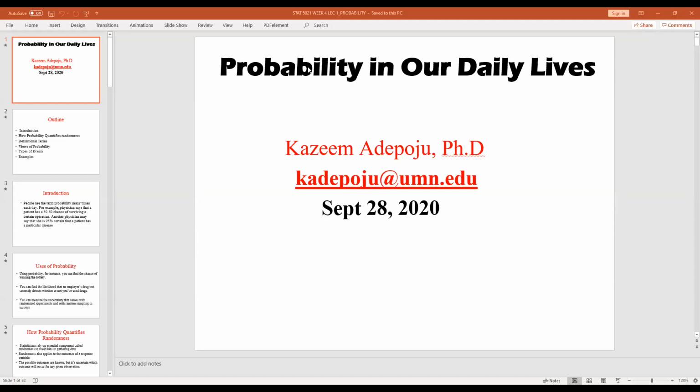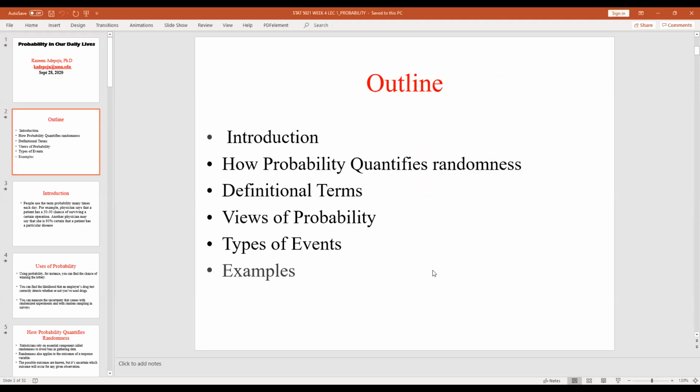The outline for today is that I'm going to introduce you to probability. We're going to talk about how probability quantifies randomness. We're going to work on the definitional terms using probability. I'm also going to walk you through different views that we have in probability. Then I'm also going to walk you through types of events, and lastly there are going to be examples.